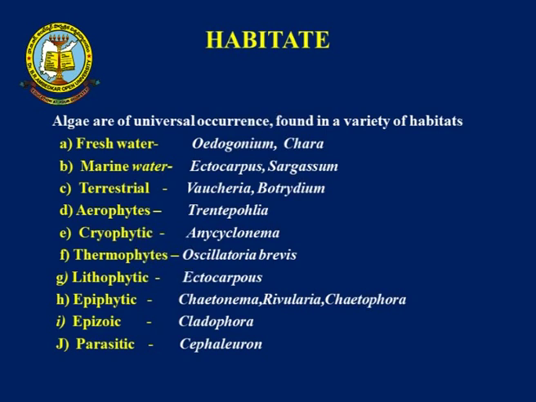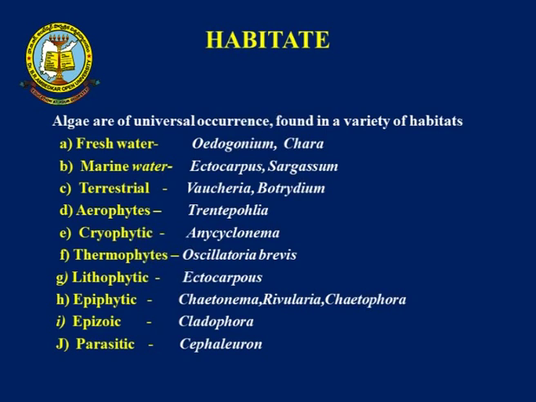And cryophytes grow on snow, for example Chlamydomonas nivalis or Ancylonema. Ancylonema is called ice bloom. Next, thermophytes. Thermo means heat. These are observed in hot springs and high temperature, for example Oscillatoria brevis. Lithophytic: litho means rock. They can grow on rocks, for example Ectocarpus or Oedogonium. And epiphytic.